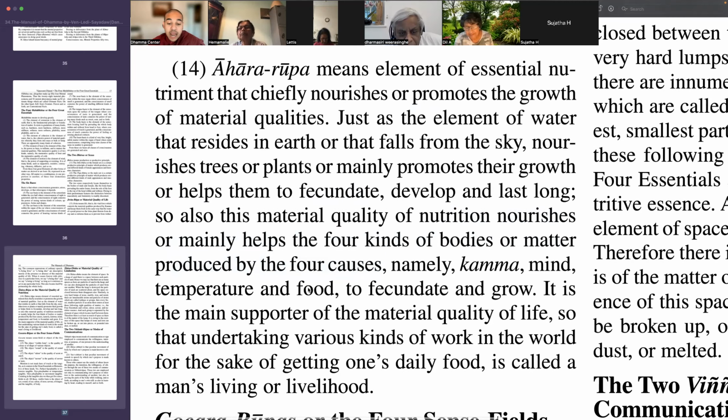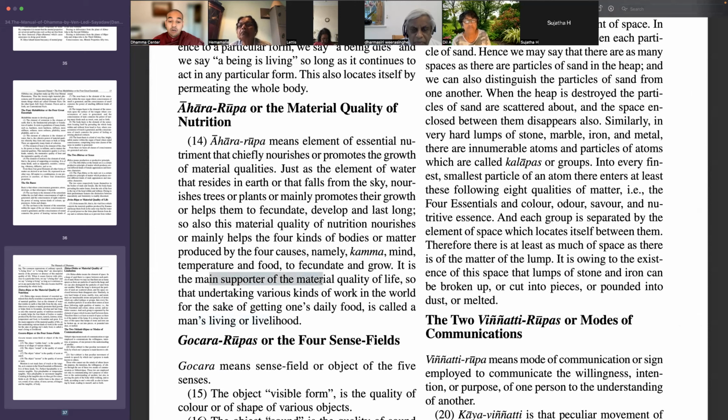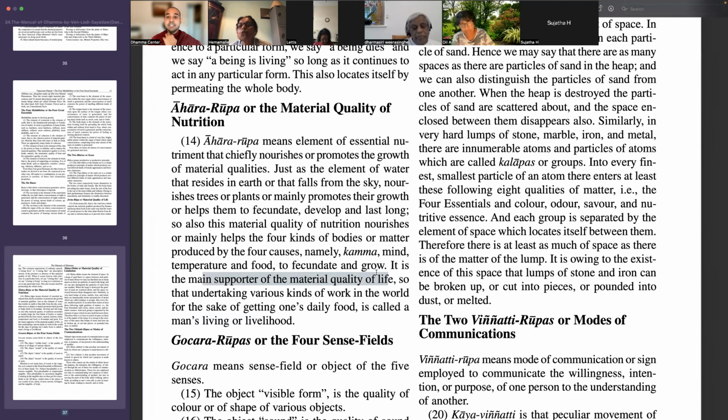It is a main supporter of the material quality of life, so that undertaking various kinds of work in the world for the sake of getting one's daily food is called man's living or livelihood, right? So it is the main supporter of the material quality of life. So it is kind of up there with Jivita Indriya as well, isn't it then? It is up there with Jivita Indriya as well, promoting. Because it is up there, shall we just read Jivita Indriya as well?